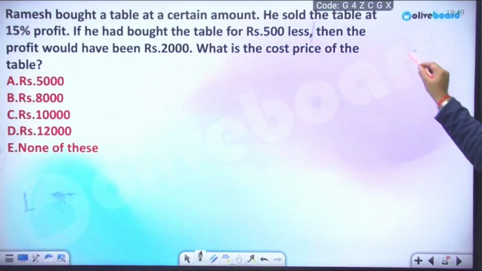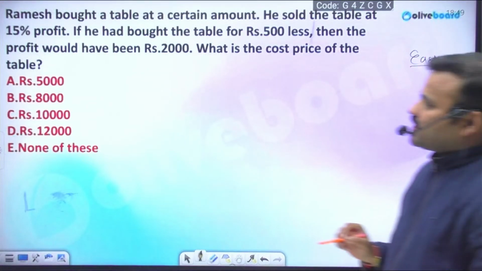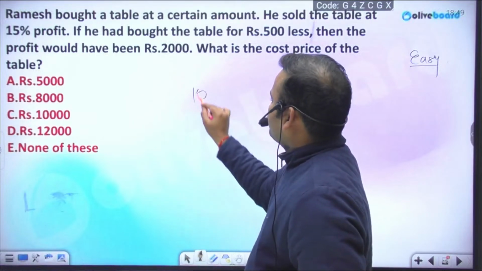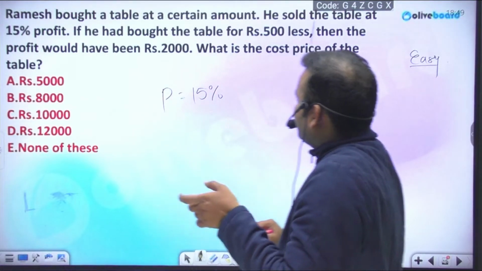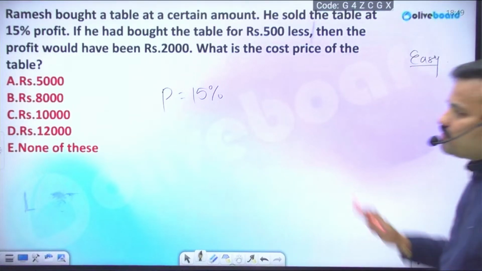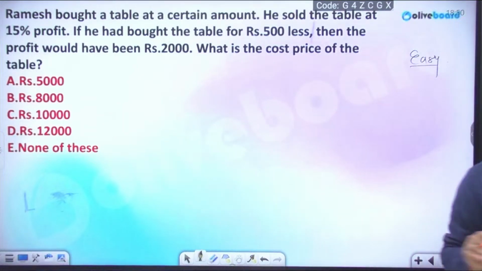This is way more easy. This is very easy. Ramesh bought a table at a certain amount. Okay, he sold the table at 15% profit. So he is making a net profit of 15%. If he had bought the table for rupees 500 less, then the profit would have been 2000. Find the cost price of the table. What has to be the cost price of the table?